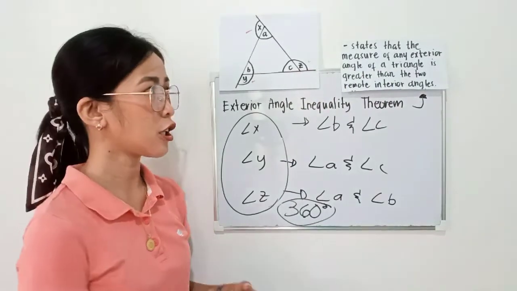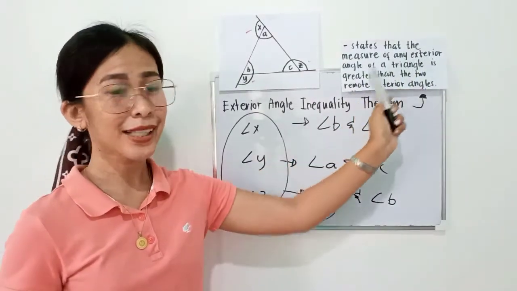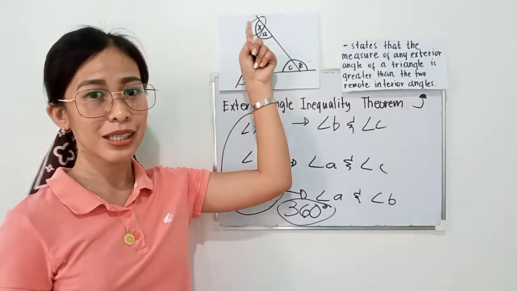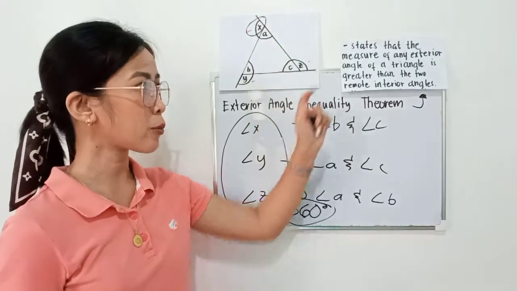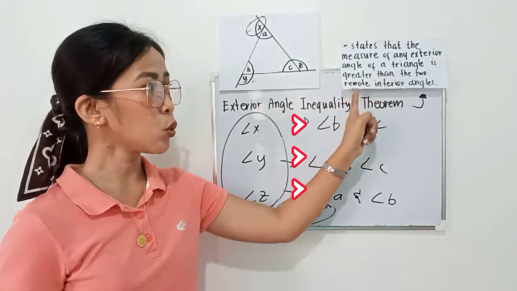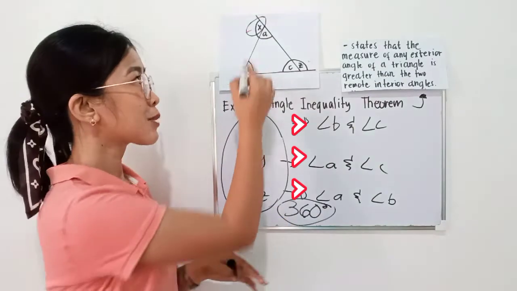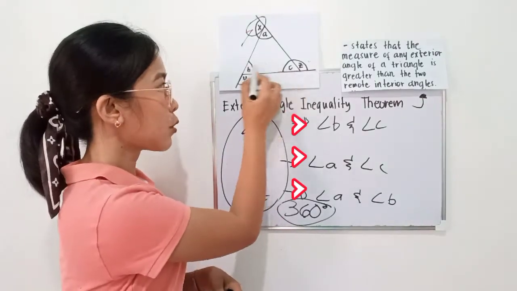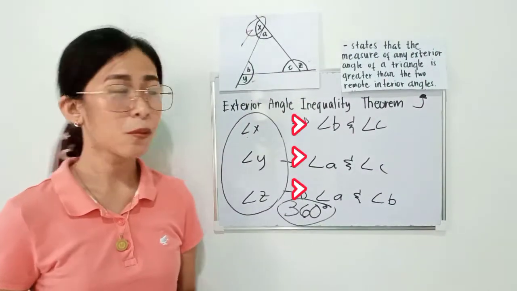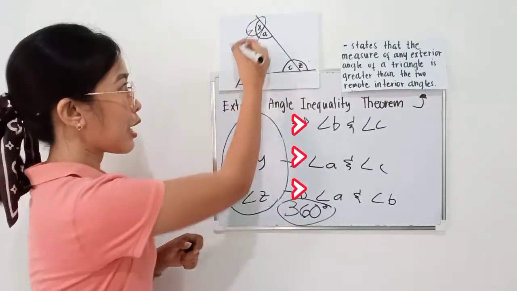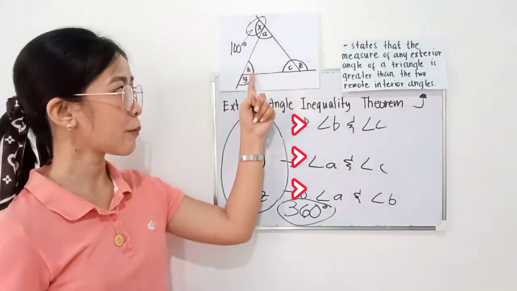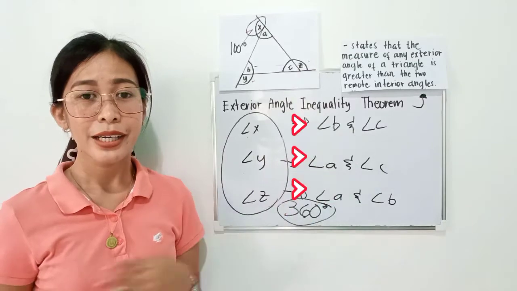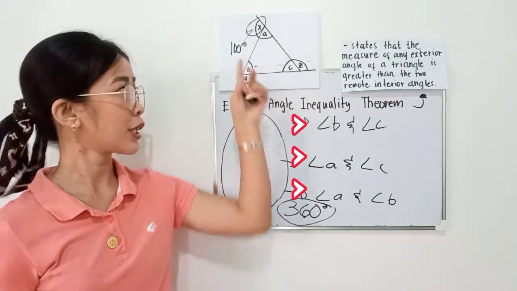And sabi nga sa definition, the measure of any exterior angle, or ang measurement daw ng kahit aling exterior angle, for example, itong X, ito lang yung ating basis ng measurement, is greater than the two remote interior angles. Palaging mas malaki ang measurement nitong exterior angle kaysa sa dalawang remote interior angles niya. Let's say, for example, angle X measures 100 degrees. Dapat ang measurement ng angle B at angle C, kasi silang dalawa yung remote interior angles, di ba, is mas mababa or lower than 100 degrees.